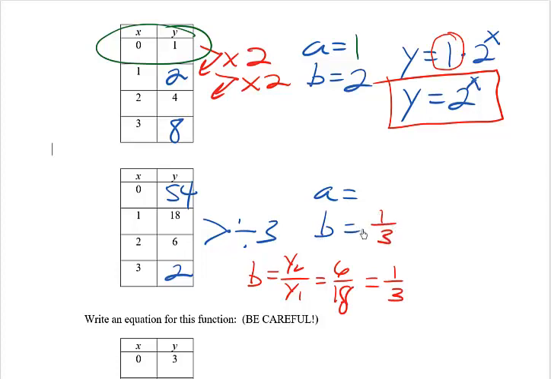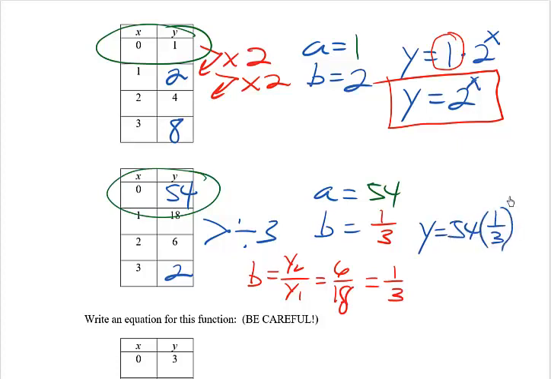That makes sense, right? Dividing by 3. Think about how you work with fractions. We don't divide fractions, we multiply by the reciprocal. So dividing by 3 is the same as timesing by 1/3. There's my B. My A is very clearly here in the table. It's 54. And so now I have enough to write my equation down. Looks like the final answer, y equals 54 times 1/3 to the x. And again, I think especially when a fraction is involved, it's good to show that in a parentheses.